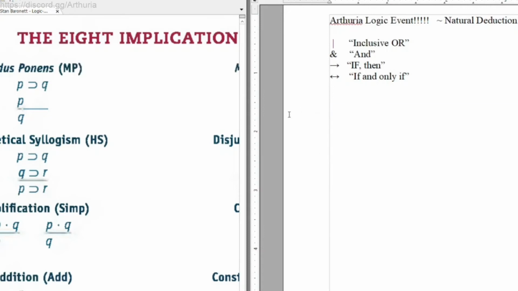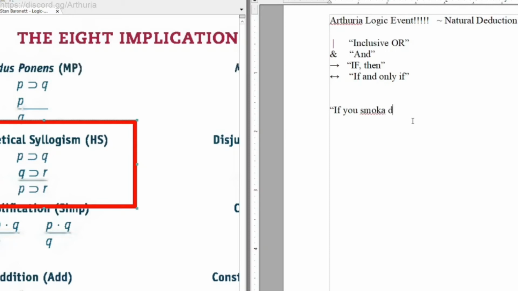hypothetical syllogism, the cousin of disjunctive syllogism. So this is also known as how slippery slopes work, through hypothetical syllogism. Example I like: if you smoke the ganja, then you will get addicted. Well, it's a slippery slope.